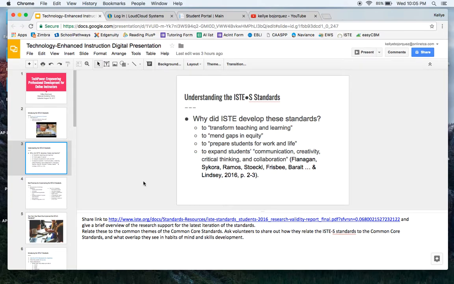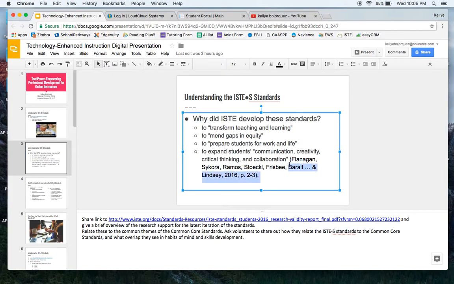And then we'd move into understanding the ISTE-S standards and why ISTE developed them. Flanagan et al. gives some good background on what the process and thought process was behind that.